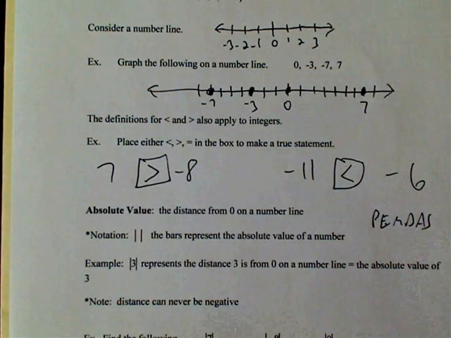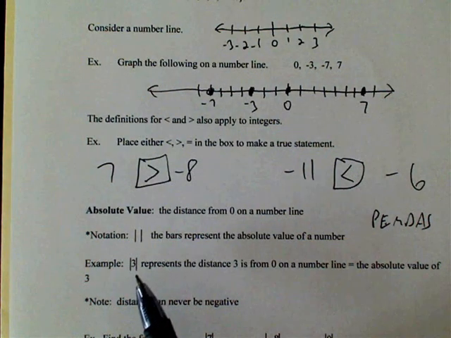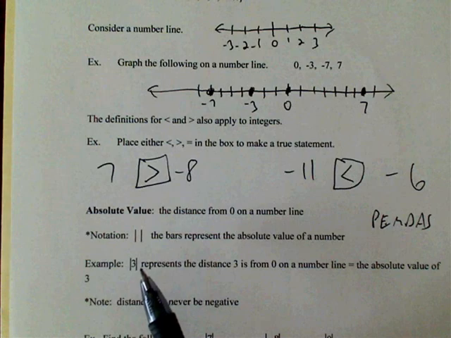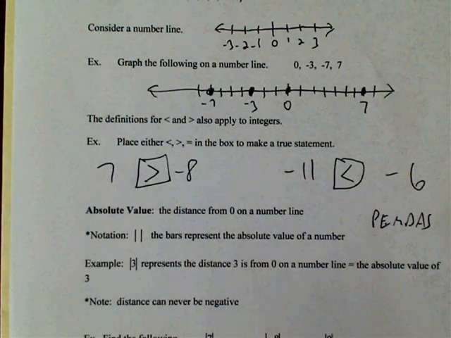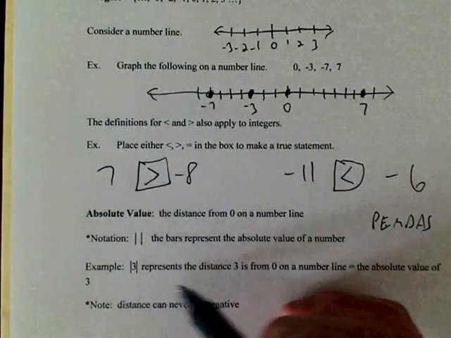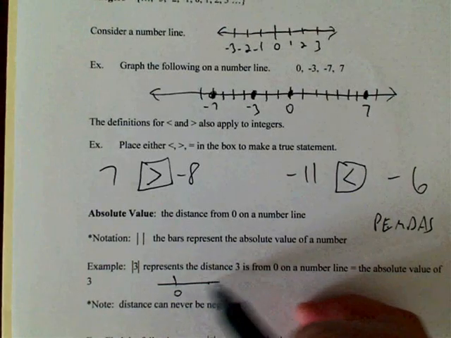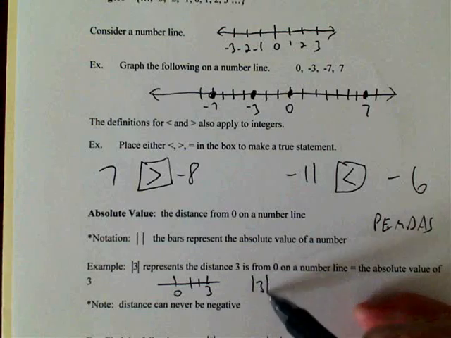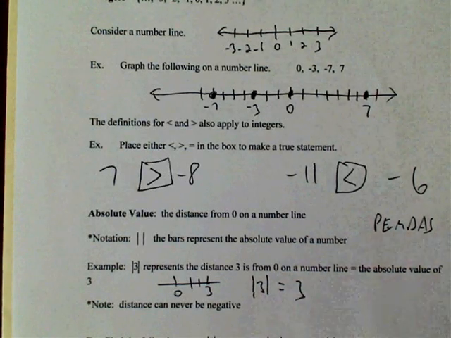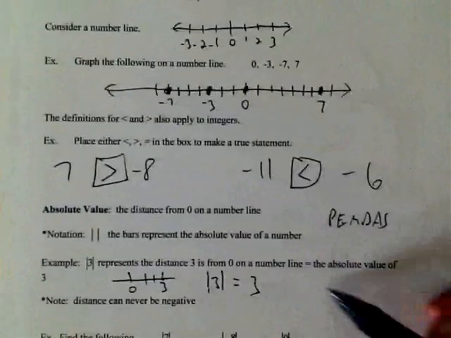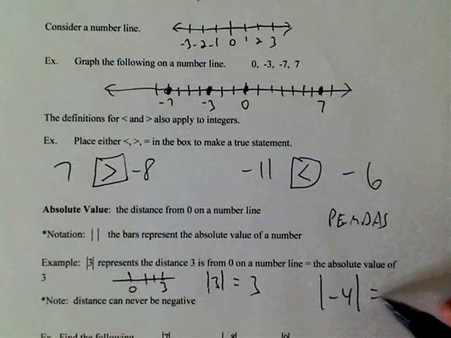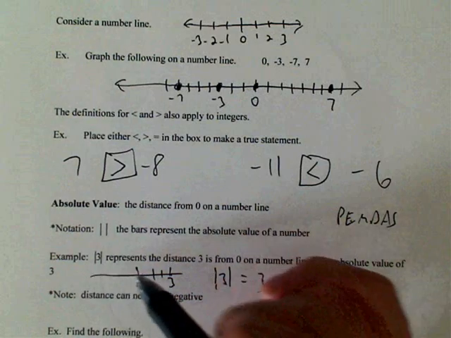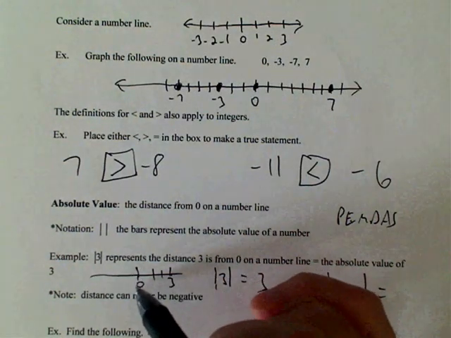So here's an example. When you read this, you read it as the absolute value of 3. What it's asking you is how far away is 3 from 0 on a number line. If you draw a number line, here's the 0. How far is 3 away? 1, 2, 3. So the absolute value of 3 is 3. If I ask you this question, what it's asking is how far away is negative 4 from 0 on a number line? Or the distance negative 4 is from 0. So here's a 0, negative 4 is to the left of it.